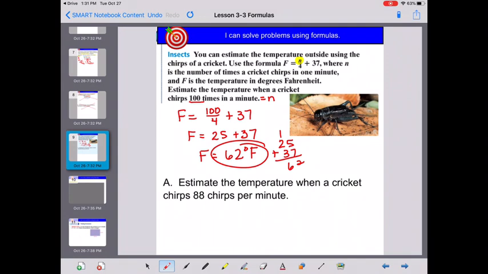You try in part A. Pause the video, substitute 88 into that equation, and tell me the temperature outside. Okay, you should have written 88 divided by 4 plus 37. When you solve that, you would have to divide first, and you get 22 plus 37. 22 plus 37 is 59 degrees Fahrenheit.